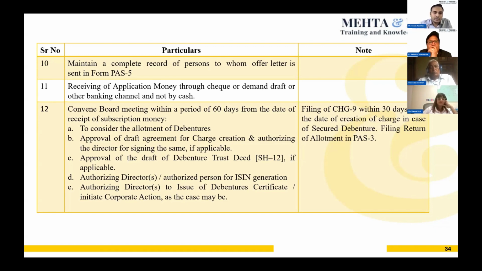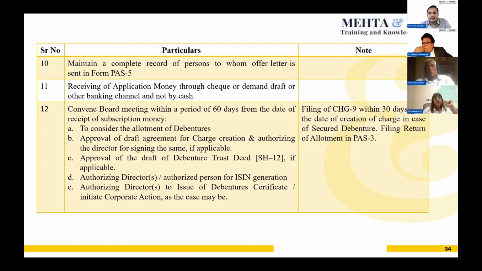Subsequent items should be approval of the draft of the debenture trust deed wherever applicable, and authorizing directors or the authorized person for ISIN generation in case of demat securities. In case of physical securities, to finalize the debenture certificates and authorize directors and authorized persons to issue the same. And to ensure the return of allotment is filed in form PAS 3.